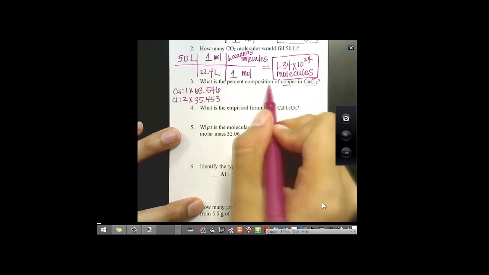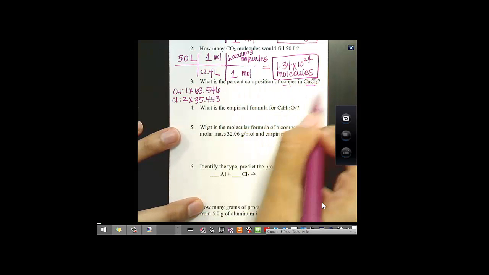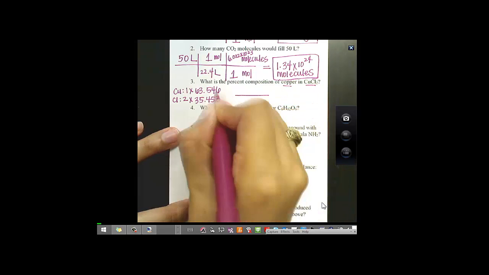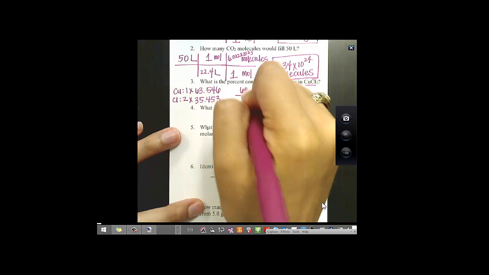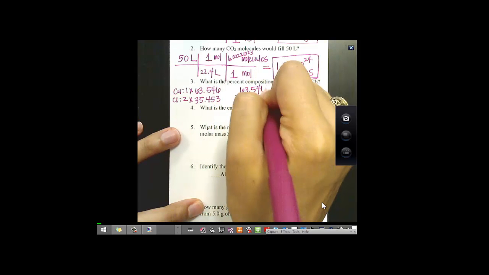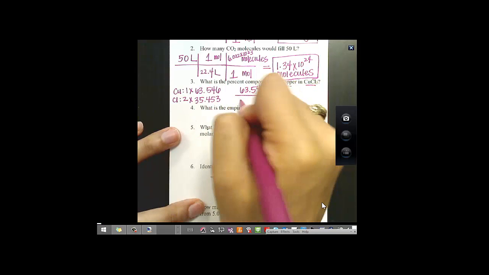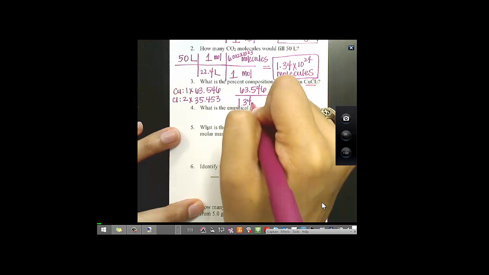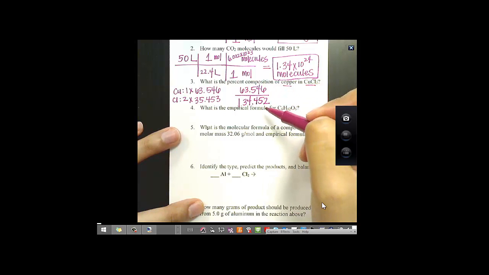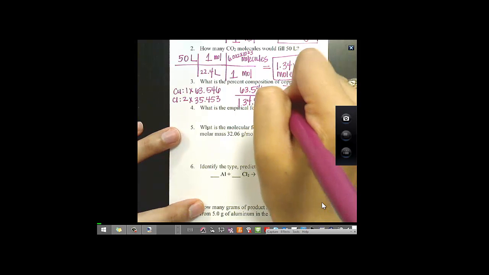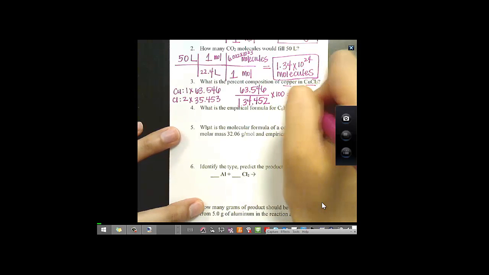Now, if we want to find the percent composition of copper in copper chloride, we're going to need to divide the mass of just the copper, so 63.546, divided by the total mass. So after I multiply these and add them together, I get 134.452. That's the total mass. So then I divide. The last thing I do is multiply my answer times 100 because it's a percentage. And that's going to equal 47.26%.